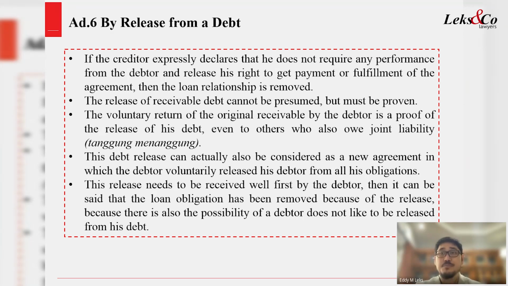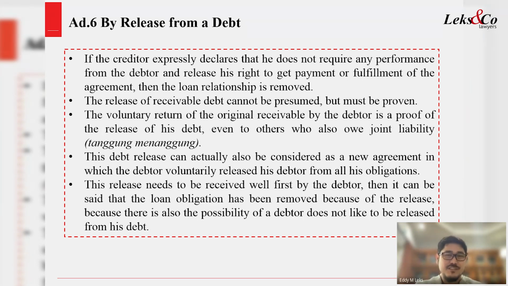Expressly declares. The release of receivable debt cannot be presumed but must be proven. Tidak dapat dipersangkakan, tapi harus dibuktikan. So you cannot just say, I thought you released me from my debt obligation. It cannot be like that. It has to be very clear: yes, that's okay, you don't need to pay me anymore, or, yes, that's okay, I consider this as my donation to you, for example. So there has to be an indication that you are explicitly released.